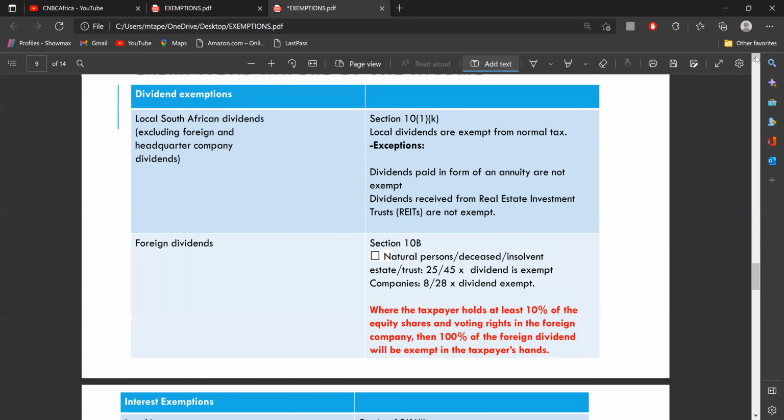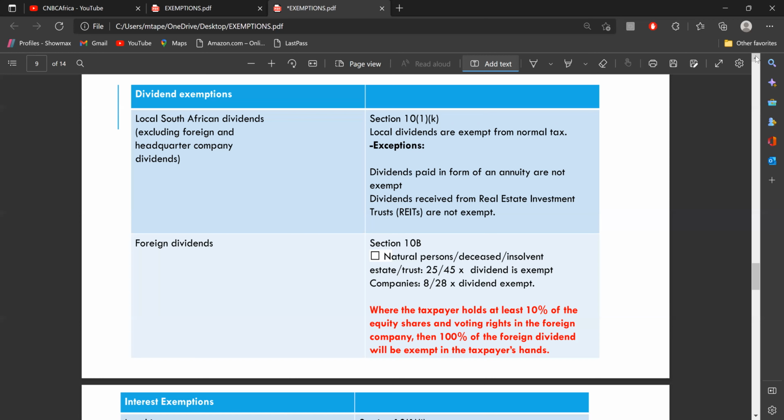Then there's dividends, local South African dividends. These are exempt in terms of section 10(1)(k). Local dividends are exempt from normal tax. There are, however, some exceptions. And the exceptions are, if the dividend is paid in the form of an annuity, then there is no exemption. And if the dividend has been received from a real estate investment trust, then there is no exemption there as well. So you have to read your question very carefully. Don't just quickly exempt an amount without reading the question carefully.